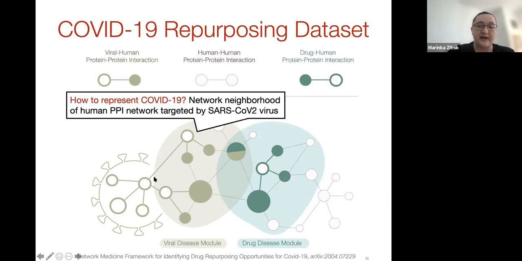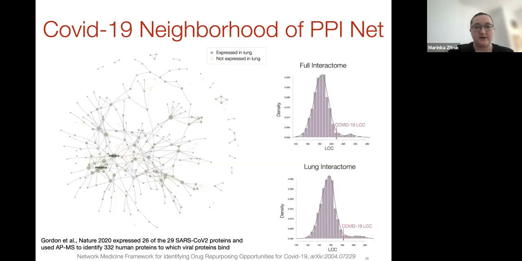So the virus here on the left targets human cells and human proteins, and those proteins that are targeted by the virus would constitute a subgraph of COVID-19. That subgraph, that neighborhood of the protein interaction network for COVID-19, actually looks like that. It's a neighborhood of 332 human proteins. And that was now additional information about a subgraph added to our many other subgraphs for many other diseases and drugs that are well understood.